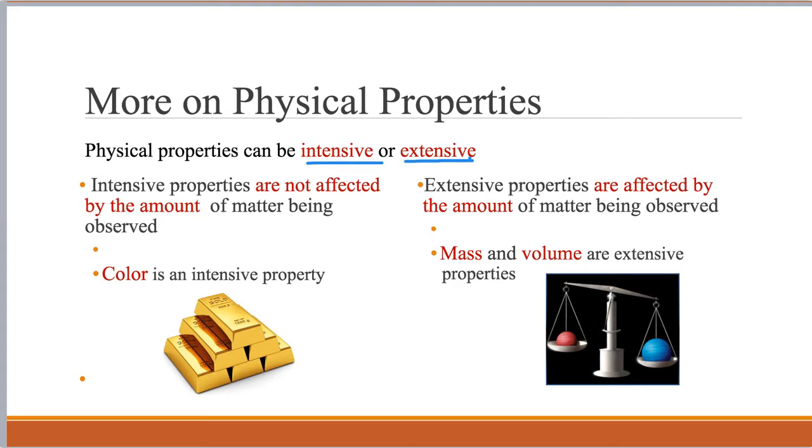Intensive properties are things that are inside or part of the substance, and so they're not affected by how much you have of that piece of matter. Color, for an example, is an intensive property. Gold is golden. No matter how much gold you have, it's still going to be that color. Extensive properties, on the other hand, are affected by the amount of matter being observed. And so the mass or volume of a substance will depend on how much you have. Most of the physical properties that we're going to be talking about are intensive. They are inside or part of that substance.